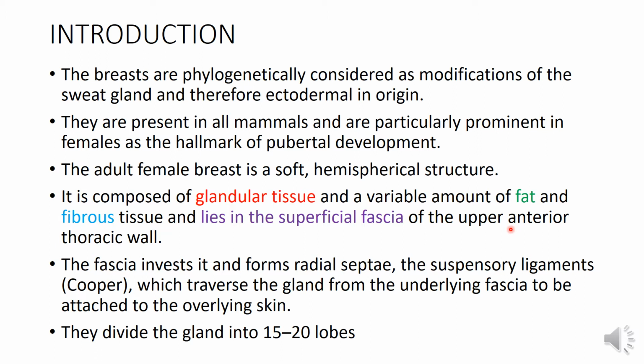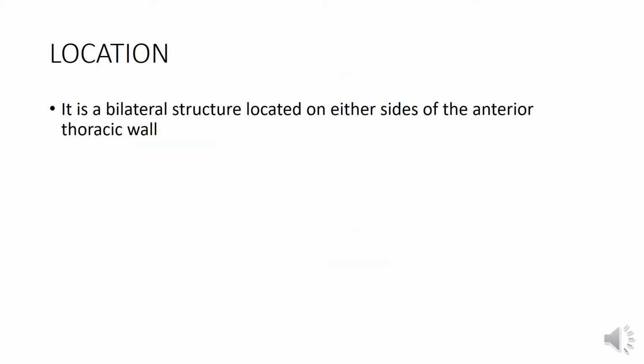The breast is located on the superficial fascia of the anterior thoracic wall, and then this superficial fascia invests the breast and forms radial septa, that's radial fibrous tissue known as the suspensory ligament of Cooper. They traverse the breast to attach to the overlying skin, so from the fascia to the skin, and they divide the gland into 15 to 20 lobes. We'll understand this better as we go on with the lecture. Location: the breast is a bilateral structure located on either side of the anterior thoracic wall.